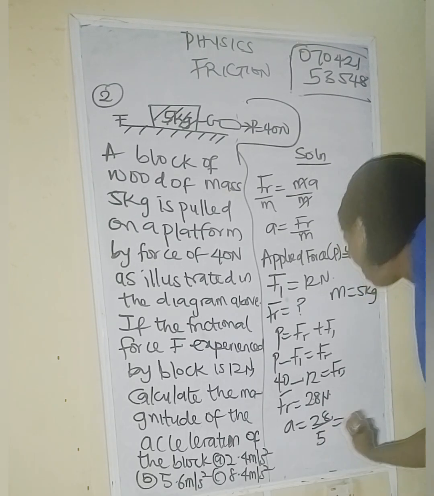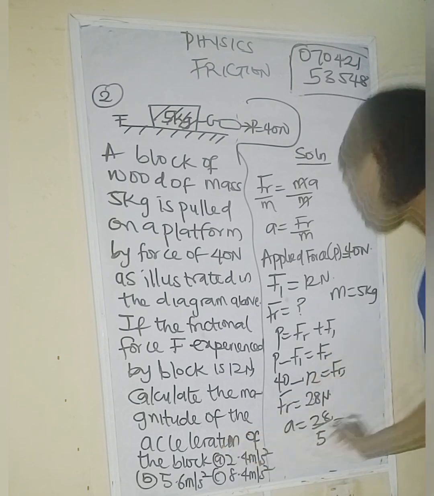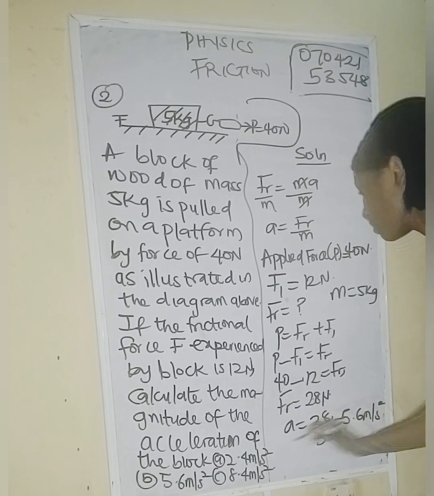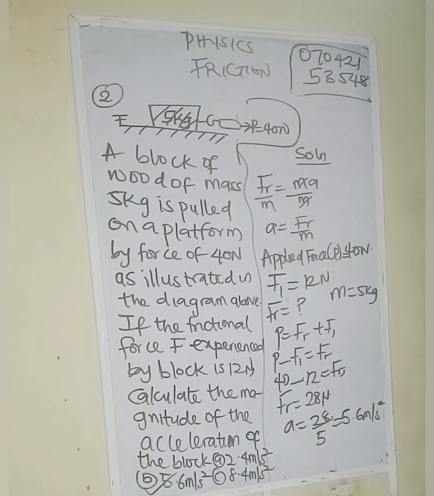Alright, so when we divide 28 by 5, what will it give us? 5.6 meter per second square. So simple as ABC. So that is our answer. If you have any question, do well to drop it in the comment section below.